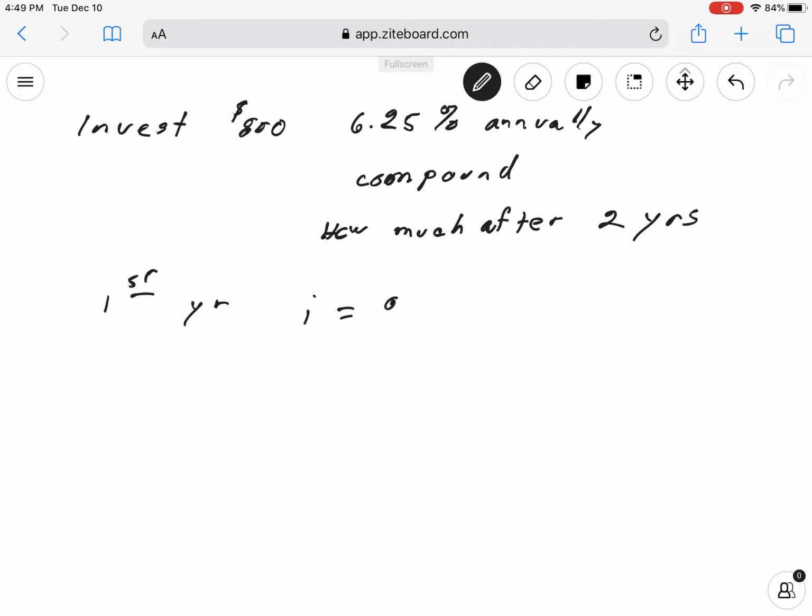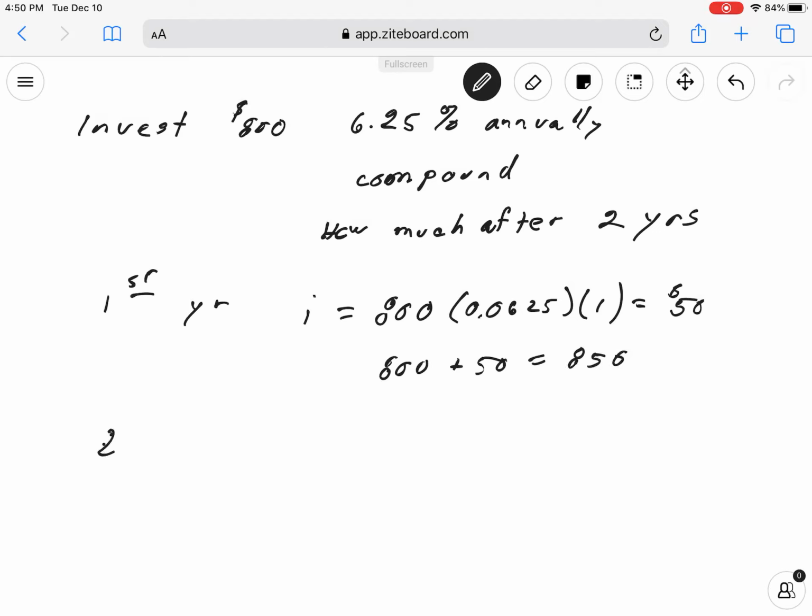okay, our interest is on our $800, and our rate is 0.0625, and that's for 1 year. And then this compounds out to, let me see, 800 times 0.0625 is $50. I get to add that to my 800. So I have $850 at the end of the first year.